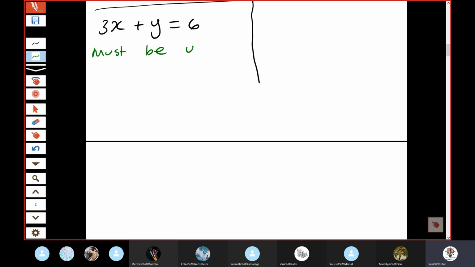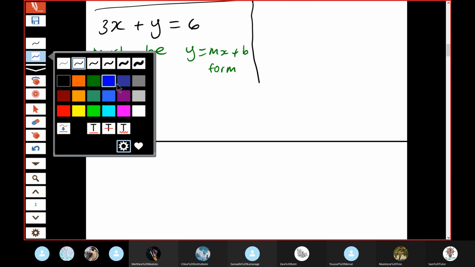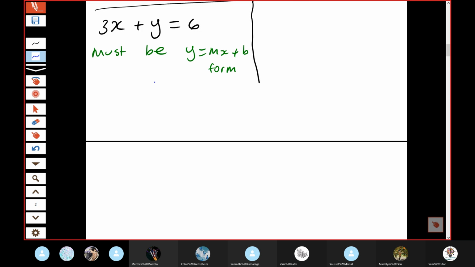Must be in gradient-intercept form, or you know what, most students just say y equals mx plus b form. So I'll accept that. I don't mind. Must be y equals mx plus b form. Not allowed. So what are we going to do to that expression to make it into this form? So essentially I'm asking, how do I make y the subject?